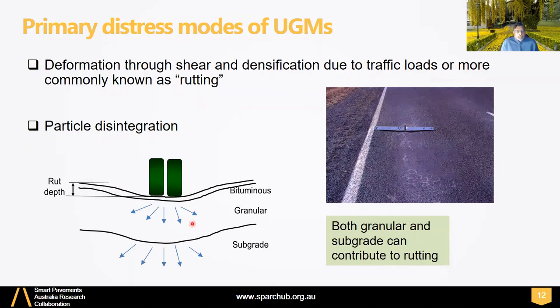You can see in this picture here, we have a granular layer, which is the UGM, and below it the subgrade. Of course, you can have different layers in the granular medium, base and subbase in some instances. So in each case, the rutting or deformation can come from both these layers. Both granular and subgrade can contribute to rutting. What percentage each one contributes to rutting may depend. Sometimes 60% can come from subgrade and 40% from granular, or the other way around, depending on the construction and design.